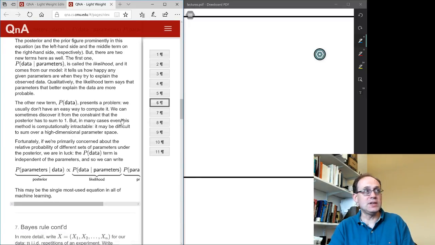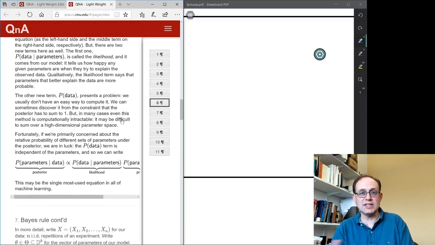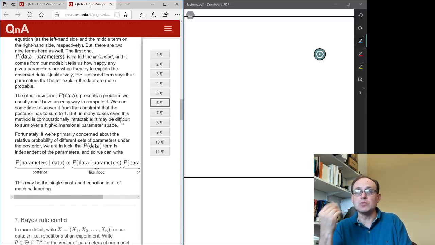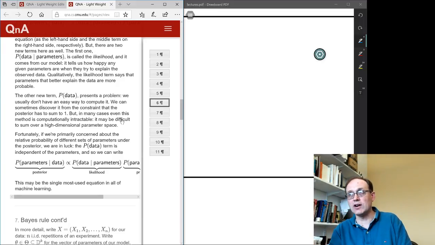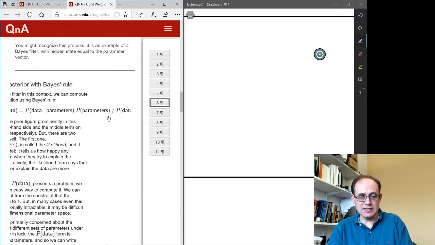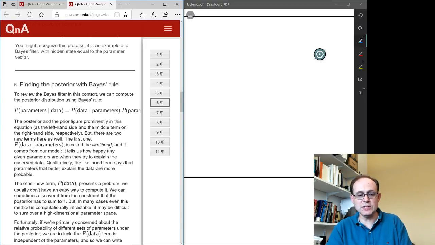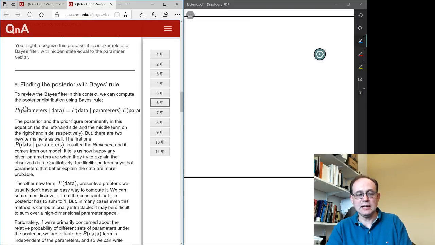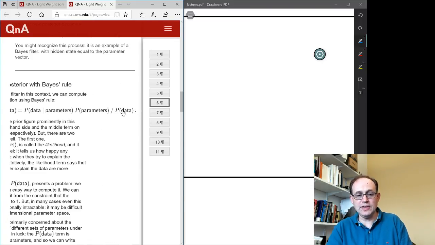All right, and then that last new term, P of data, is potentially a problem because we typically don't have a way to compute it. Our prior over parameters together with our model in principle tells us the probability of the data, but computationally it's often very difficult. You might have to do a sum over 2 to the million different possible outcomes. However, in this case, we can completely ignore this term that's hard to compute. The reason we can is that we're concerned chiefly about which parameters are more likely than others, and this term doesn't depend on the parameters. So when we're comparing the relative probability of two sets of parameters, we can just ignore the probability of the data.